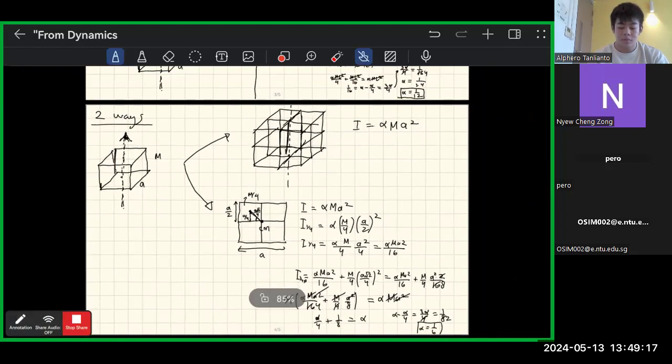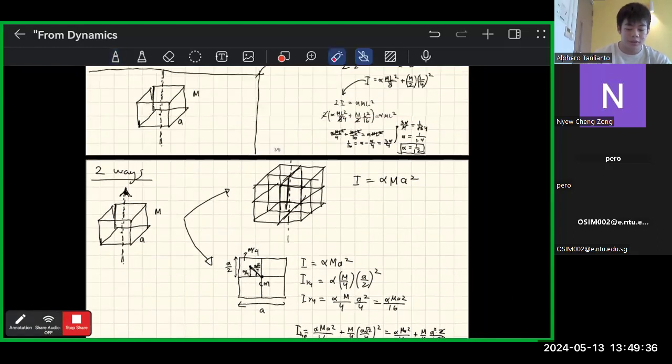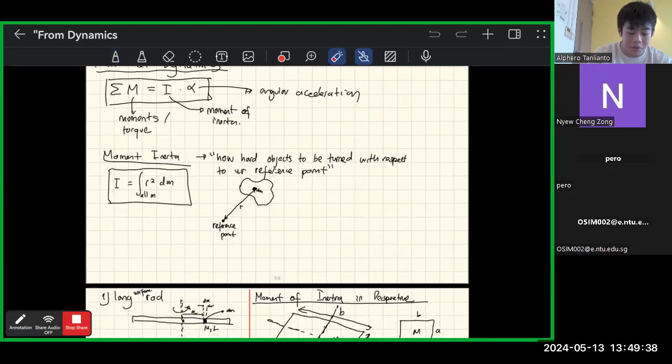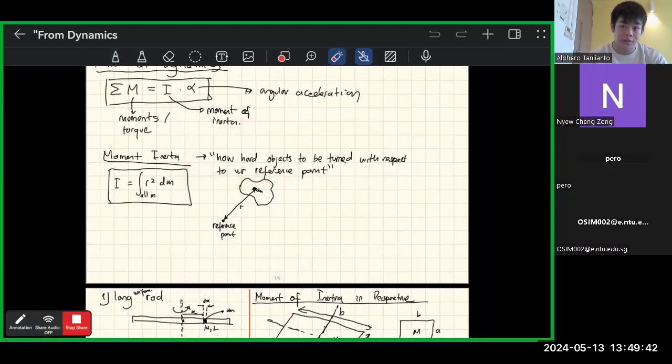Like the alpha ma squared. Because alpha can be anything. I mean, alpha is just the number that we don't know. So because moment of inertia always depends on the mass and the length or the dimension of the thing, right? As I said earlier, the moment of inertia is how hard objects can be turned with respect to a reference point.